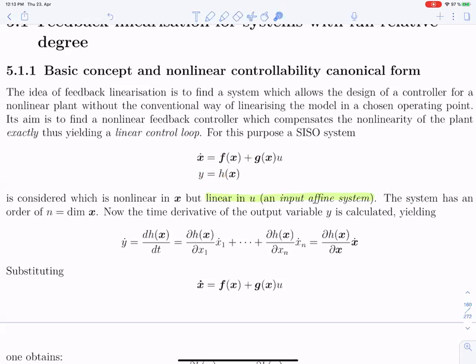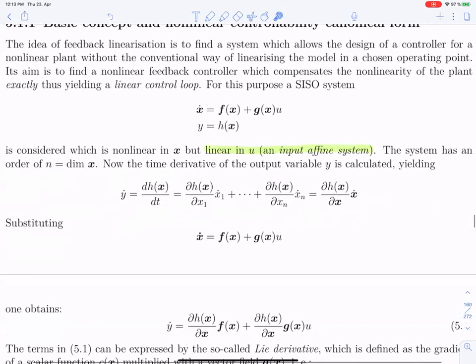Secondly, there's an output equation which looks like this. So y is h of x. So we assume that there might be some nonlinear function of the states which forms our output. Mostly it's actually a linear one because the states are pressures or masses or whatever, but it might even be nonlinear. So this is what we start with.